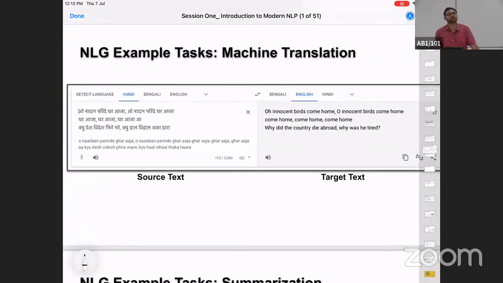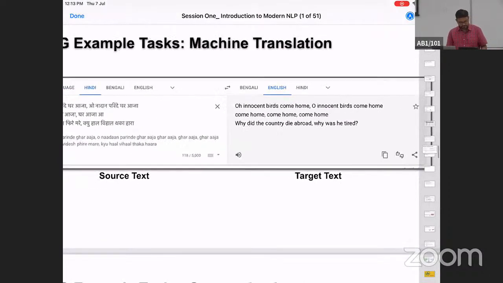Yes, read it. What is this source text? A song from a Hindi movie. Which Hindi movie? Rockstar. Okay, very good. And do you think the translation is correct?